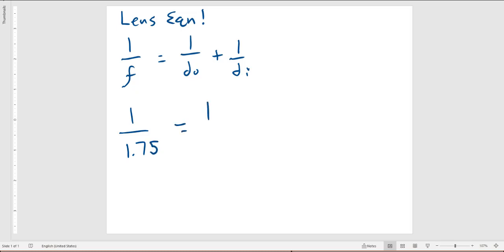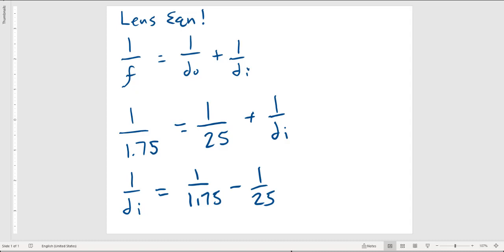That equals 1 over the distance of the object, which is 25, plus 1 over di, that's the distance of the image, which is what we're trying to figure out. So we need to solve for di. So 1 over di, isolate on one side, equals 1 over 1.75 minus 1 over 25.